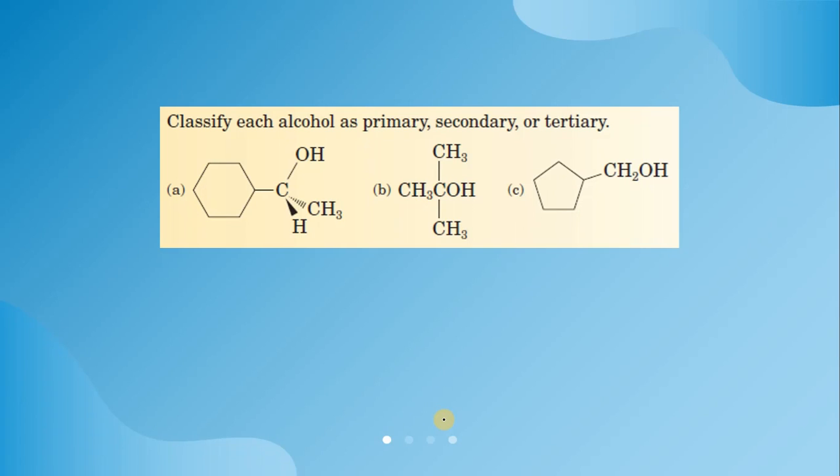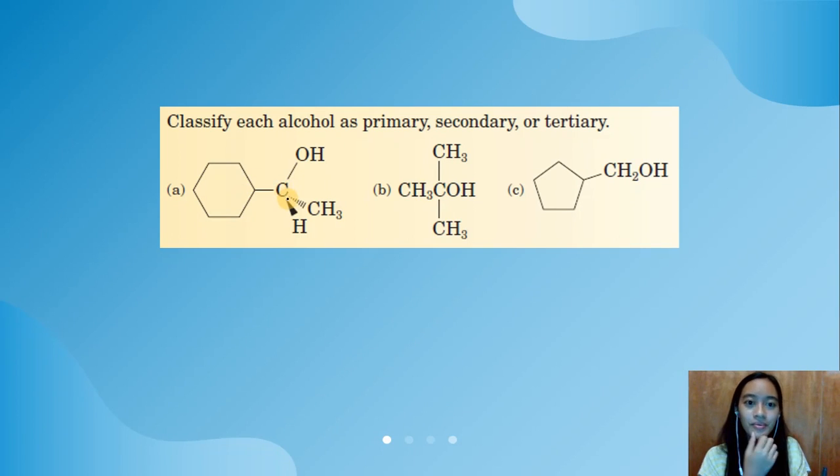Let's try to classify these. So where is the main carbon? First you locate your OH. Let's try to use the red this time. Your OH is here. So your OH is connected to this C. So your C is connected to one other group and one other group, because this is also a carbon here at this point. So how many? This main C is connected to two others, so this is a secondary alcohol.